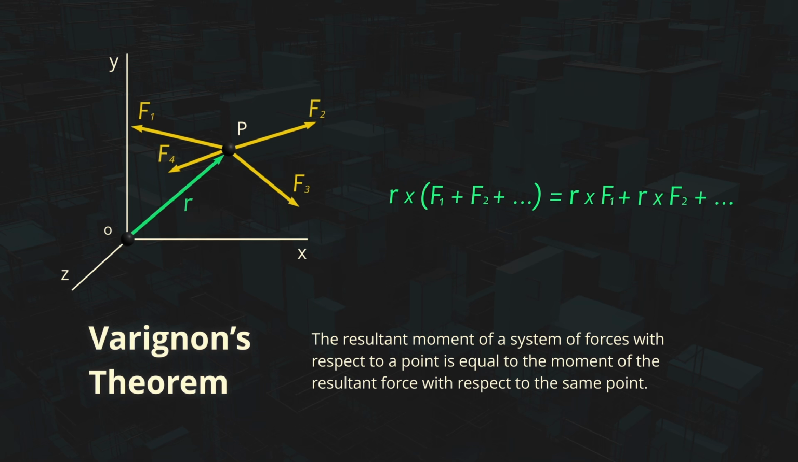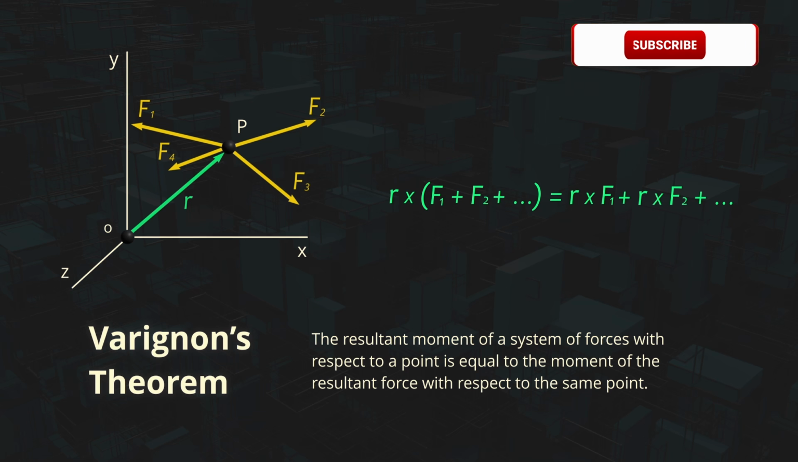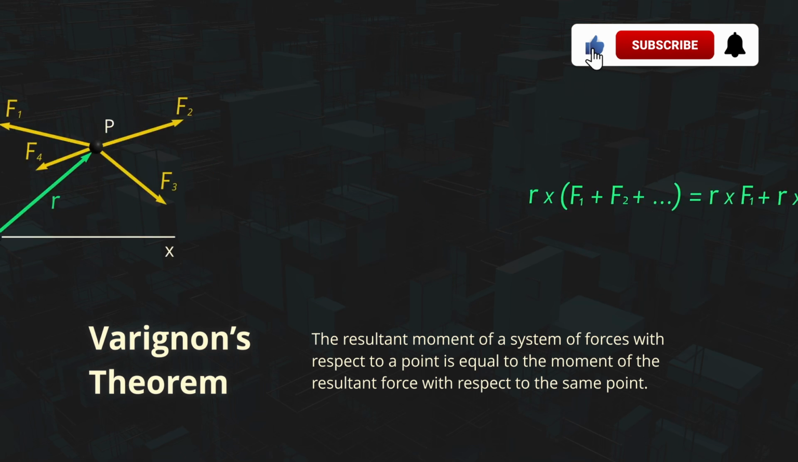On the first side of the equation, the resultant force is first calculated and then multiplied by the position vector. On the second term of the equation, the moments of each of the forces are calculated separately, and these are then added vectorially. Both sides of the equation are identical in result. Varignon's theorem is a useful tool for simplifying the calculation of the moment of complex force systems.